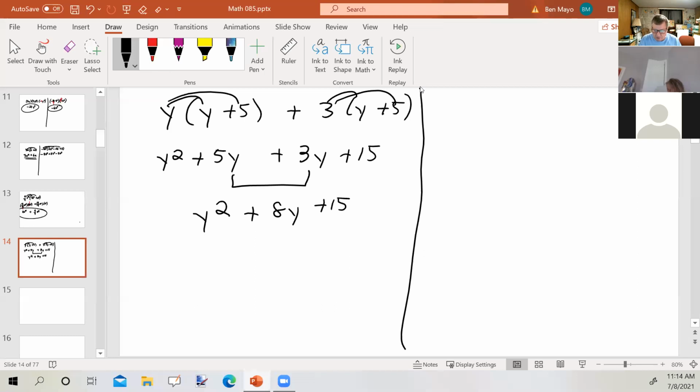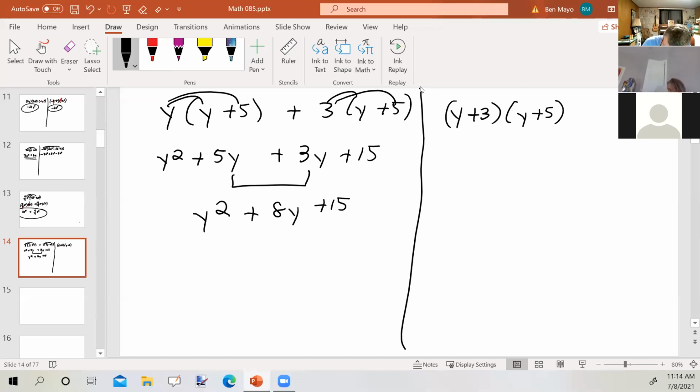And I ended up with y squared plus 8y plus 15. Now I'm going to write it a little bit differently. I'm going to say the quantity y plus 3 times the quantity y plus 5. We're actually going to do the same process.